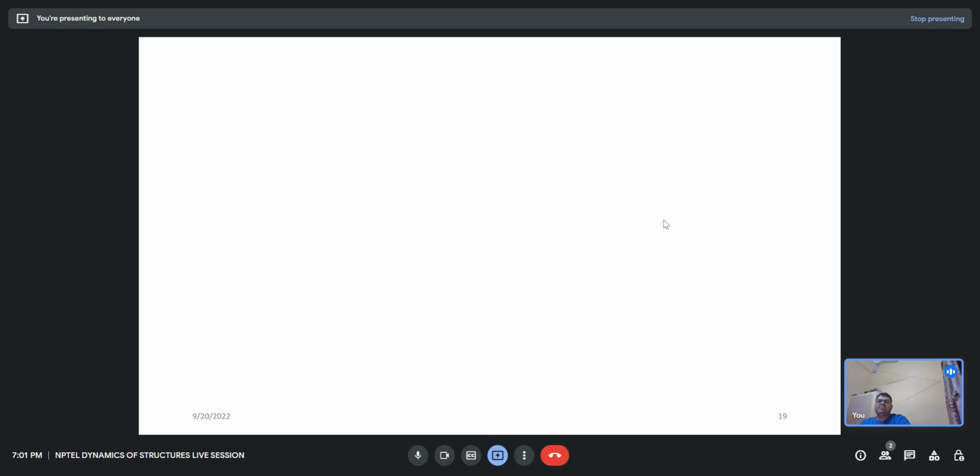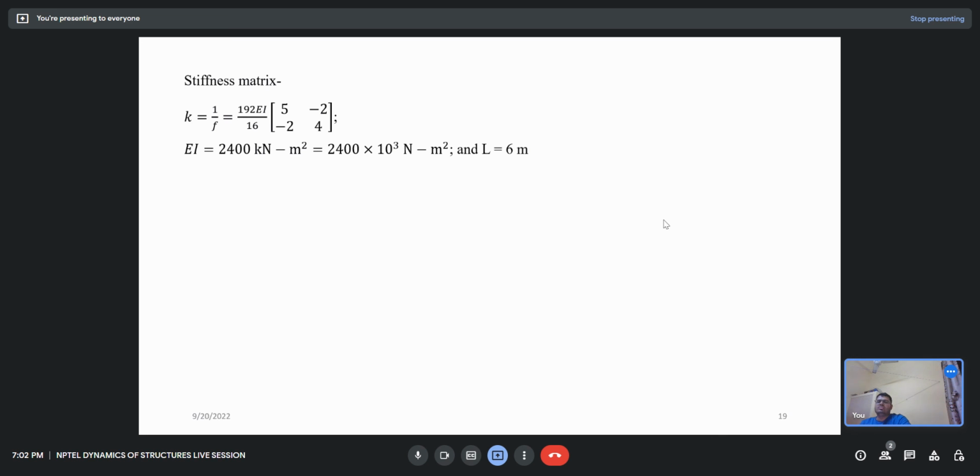After finding the flexibility matrix, we can find the stiffness matrix, which is 1 upon F, that is 192 EI by 16 times the matrix [5, -2; -2, 4]. I have given the EI value as 2400 kilonewton meter square, or 2400 into 10 raised to power 3 Newton meter square, and the length of the beams is 6 meter. If I put in the values of EI and L, K comes out to be 40,000 times the matrix [5, -2; -2, 4].